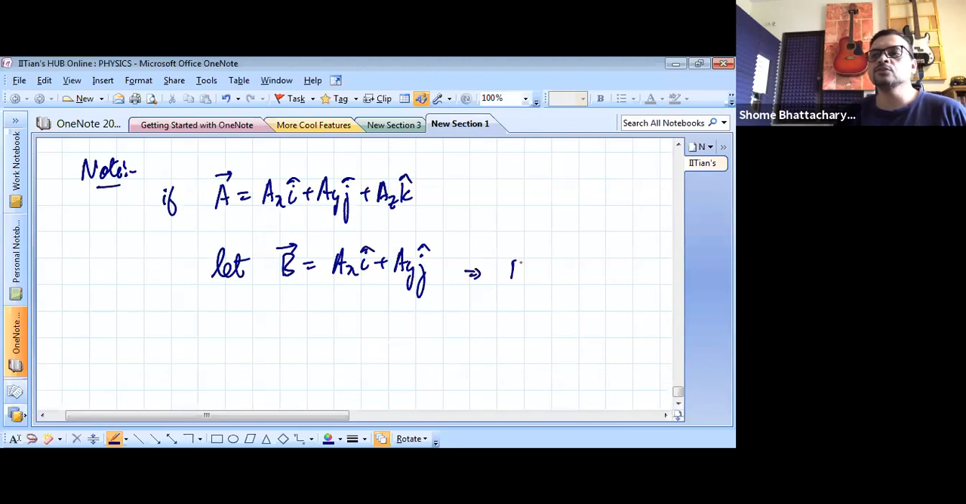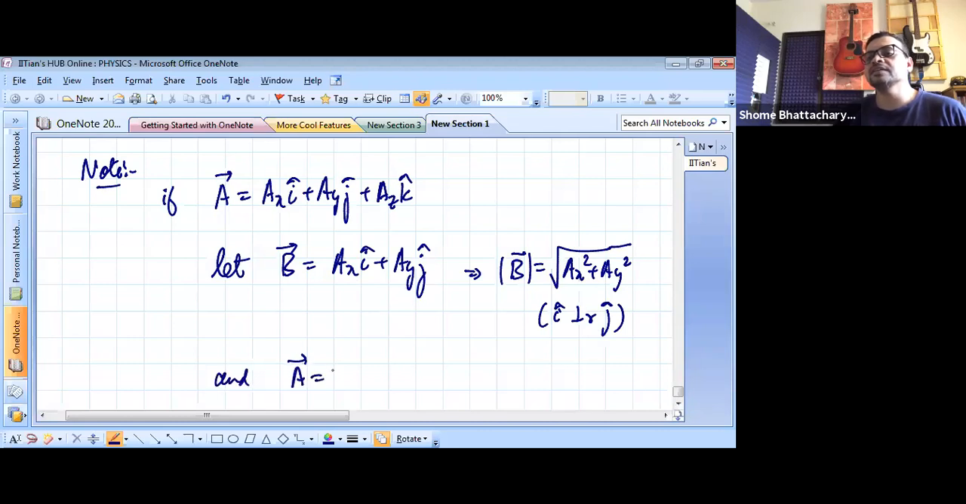So what is the magnitude of the vector B? I can see it is square root of Ax square plus Ay square. Why is this the case? Because I know that i cap is perpendicular to j cap, so these two are perpendicular. And what is further happening? The vector A can be treated as the vector B plus Az k cap, because I'm replacing this thing as the vector B.